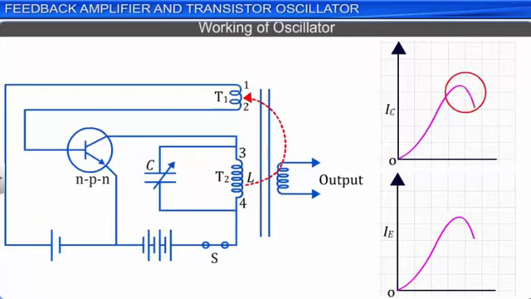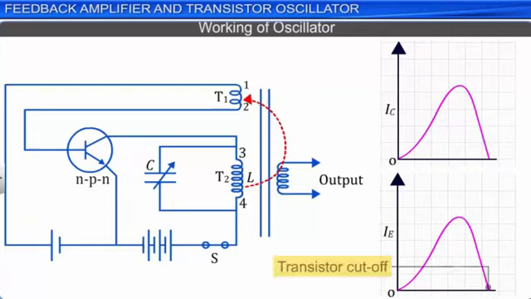The decreasing collector current in coil T2 sends a negative feedback through induction to coil T1. The negative feedback further decreases the emitter current and the collector current till both become zero. At this stage, the transistor is back to the cutoff state.